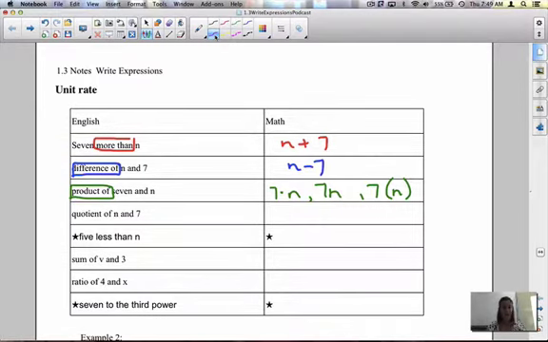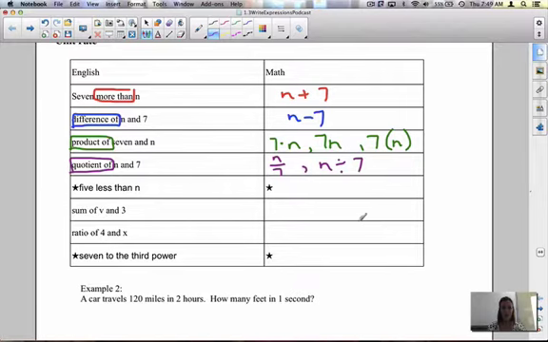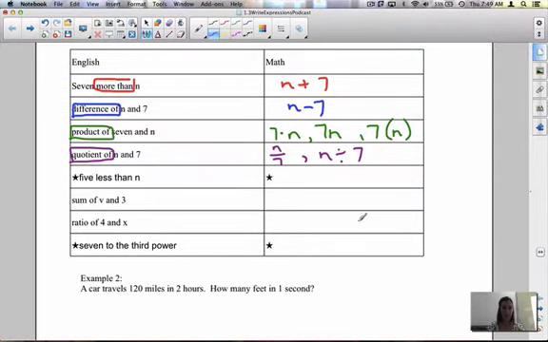The quotient of n and 7. Quotient is a division problem, so we can write it n over 7. We could also write it n and the division sign 7. Remember, fractions are division problems. Okay, this one I want you to try on your own. 5 less than n. Make sure that you mark the key terms in the English phrase and then write it out in math.